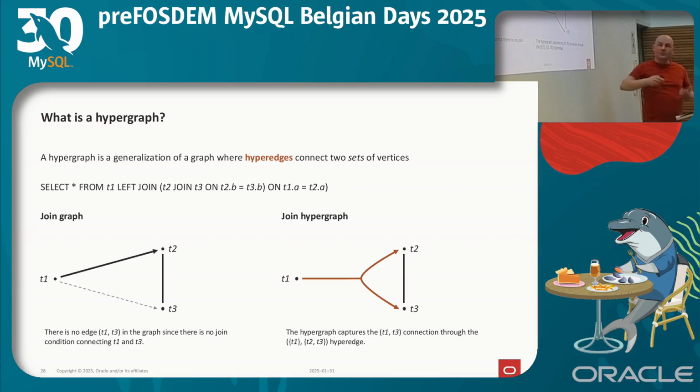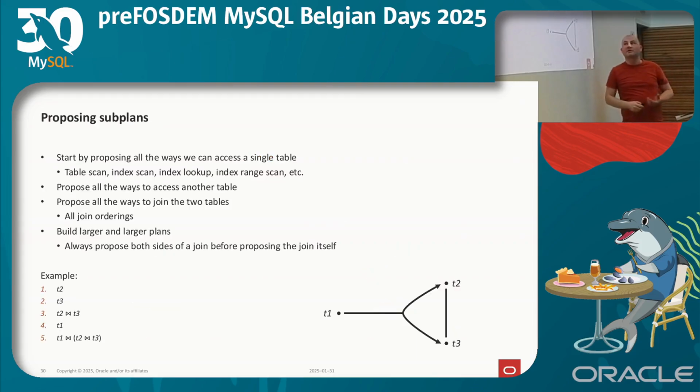So you saw this loop in the hypergraph optimizer. What we do there is that we start with finding all the ways we can access a single table. So let's say we start with T2, we can do table scan, we can do index scan, maybe an index lookup. We do the same thing for another table, let's say T3. We can do table scan on T3, maybe we can do index scan. And then when we have explored all the possibilities for two tables, we can see how we can join them. And then we can propose T2 join T3 with a hash join, T2 join T3 with nested loop join, T3 join T2 with a hash join and nested loop join, and so on.